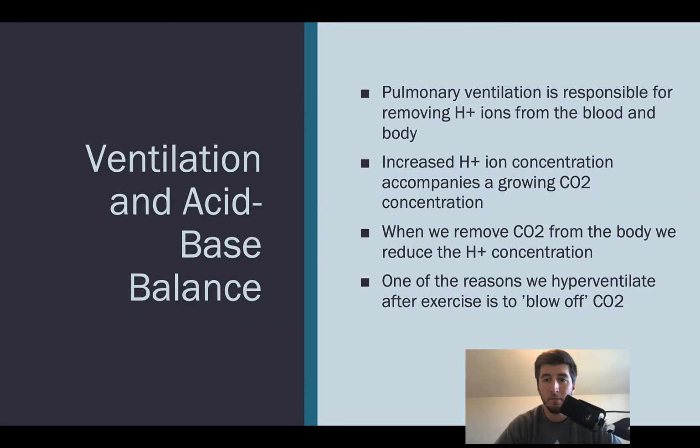One of the big things that we'll talk about later in the semester, as we're talking about acid-base balance, I think it's actually next week, is that pulmonary ventilation is largely responsible for not just bringing oxygen in, but also blowing off excess hydrogen ions, controlling the acid level within the body, and removing the CO2. So one of the primary reasons that we're going to hyperventilate after exercise is that we're trying to get rid of acid. We're trying to get rid of hydrogen ions, which create an acid level, and we're going to try to get rid of CO2.